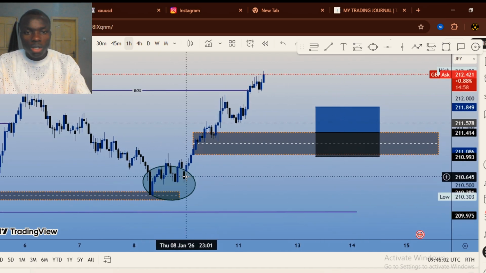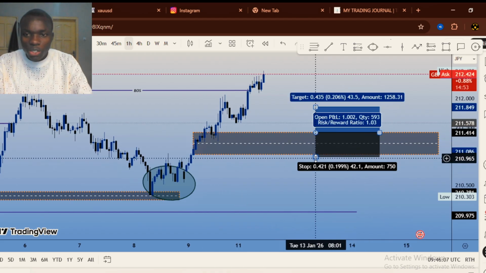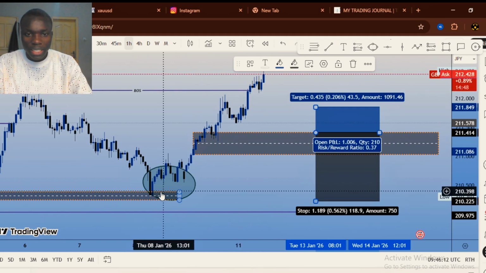So this particular place is a swing point, and before I draw my SL to this low here, because this is the low that led to the break of this structure, so it's a valid low.